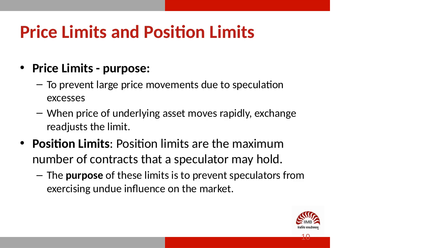You also have price limits and position limits. The price limits are put in place in most cases to prevent large market movements, which could happen because of speculation. So to control for speculation, you have price limits. And when the prices move very fast, the exchanges also readjust the limits because the exchanges are working on a real-time basis. The position limit is also a risk management process. Basically, it is the maximum number of contracts that a speculator may hold. This is to ensure that there is a larger set of players.